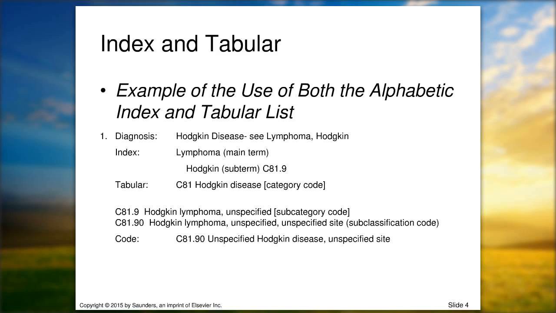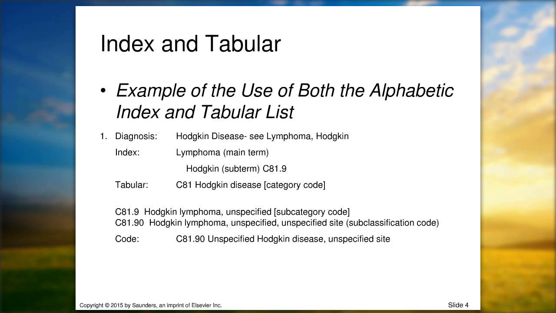So let's use this example. The diagnosis is Hodgkin disease. See lymphoma, Hodgkin. So if we turn to lymphoma, which is our main term, find the alphabetic index in your book. The alphabetic index starts on page 1059 in your ICD-10 book. This is where your alphabetic index starts, and you'll notice it says Volume 2, ABC, in a red half circle up at the top right-hand corner.